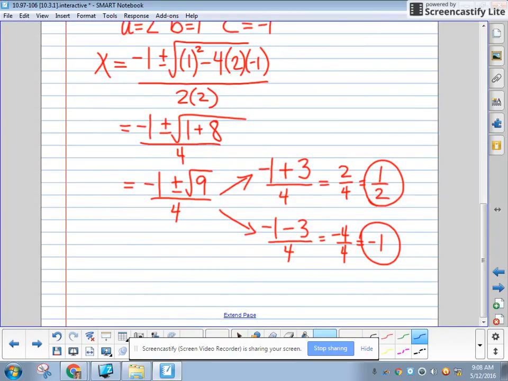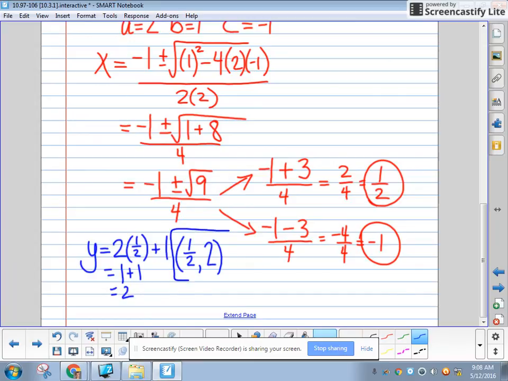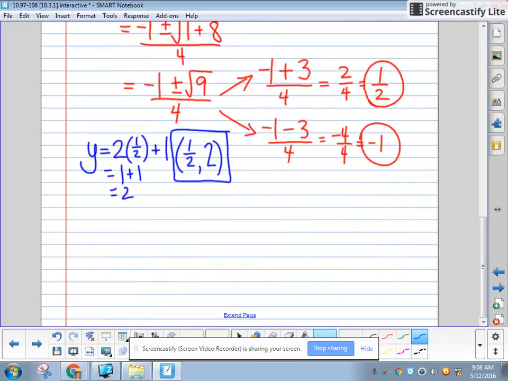All right, so let's figure out what that would be when my x is 1/2. So 2 times x, so 2 times 1/2 plus 1. 2 times 1/2 is 1, plus 1 is 2. So that means that my first point is 1/2, 2. So that is the first point where those two cross each other.